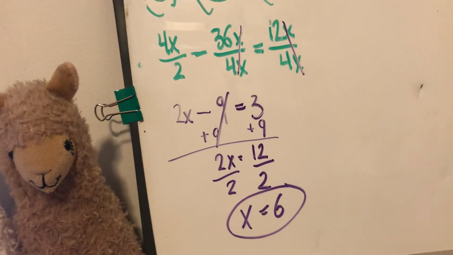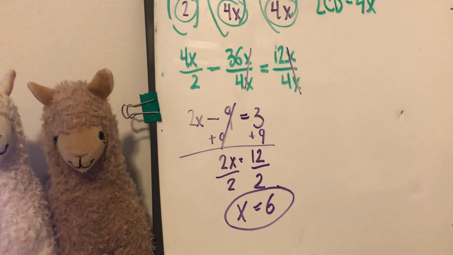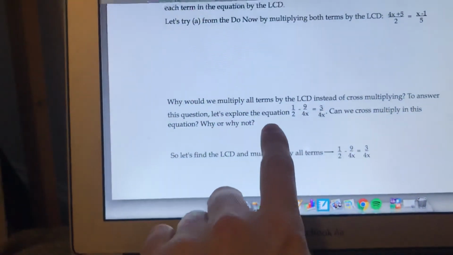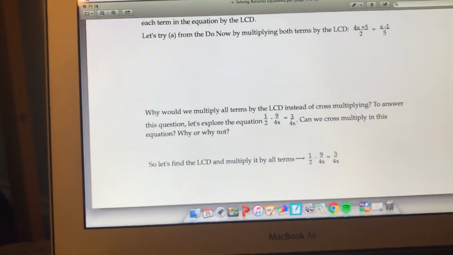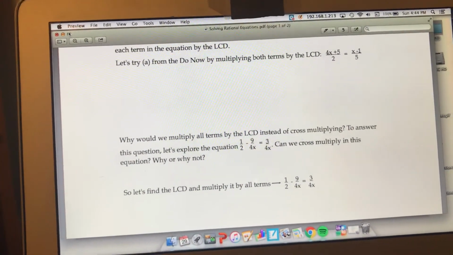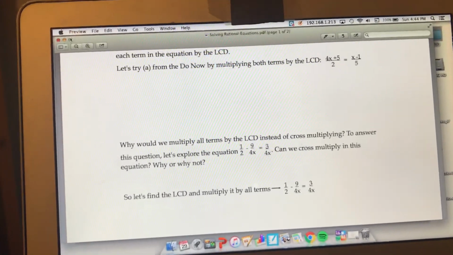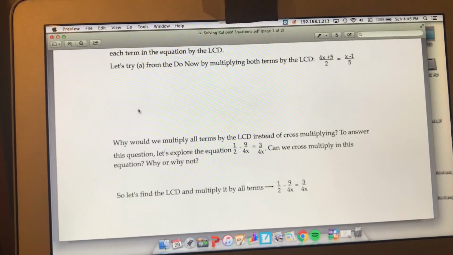You could go ahead and even be super great if this is New York State Regents and you finished your test early. I could plug 6 back into my original here, anywhere that I see an x, and show okay, when I do 1/2 minus 9 divided by 24, when you multiply those, that's going to give me the same thing as when I do 3 divided by 24.